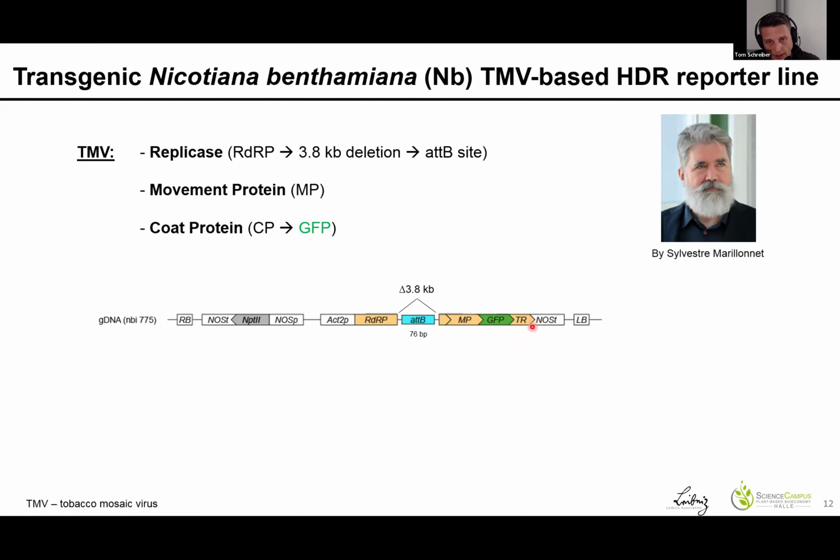So this transgene has two modifications. First, the replicase has a 3.8 kb deletion, and instead there is a 76 base pair insert. So the replicase is not there, it's destroyed. There is no replication going on. The second change is that the coat protein is exchanged for GFP, and this has the benefit that this virus is not infectious anymore, so it cannot systemically spread, and we can monitor ongoing replication by just following GFP fluorescence.